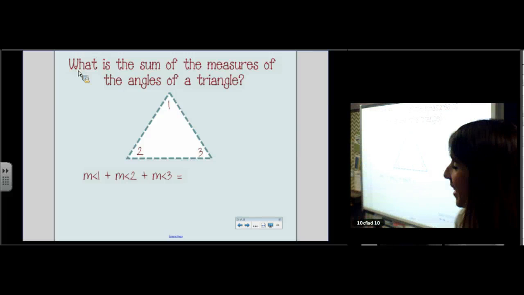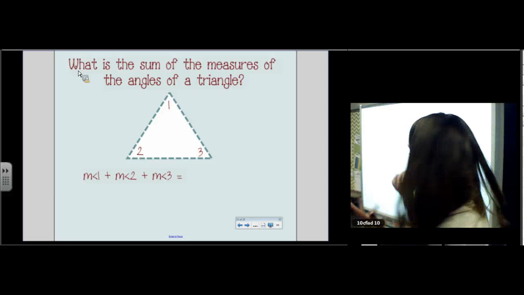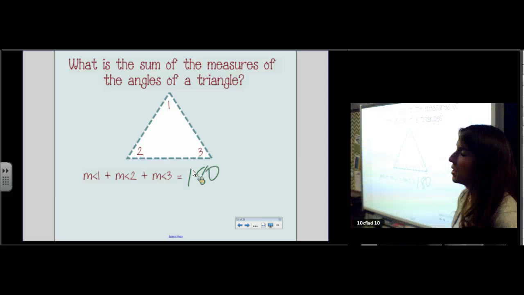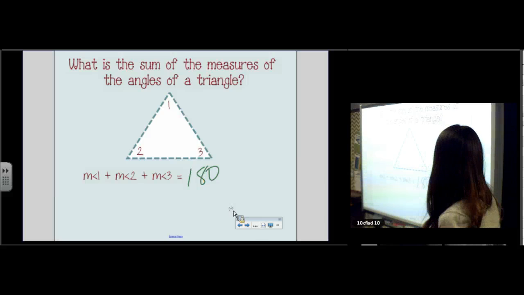Just a reminder, the angles of a triangle add up to, good job, Relina. The angles of a triangle add up to 180. So you need to use that knowledge on the parallel line diagrams.